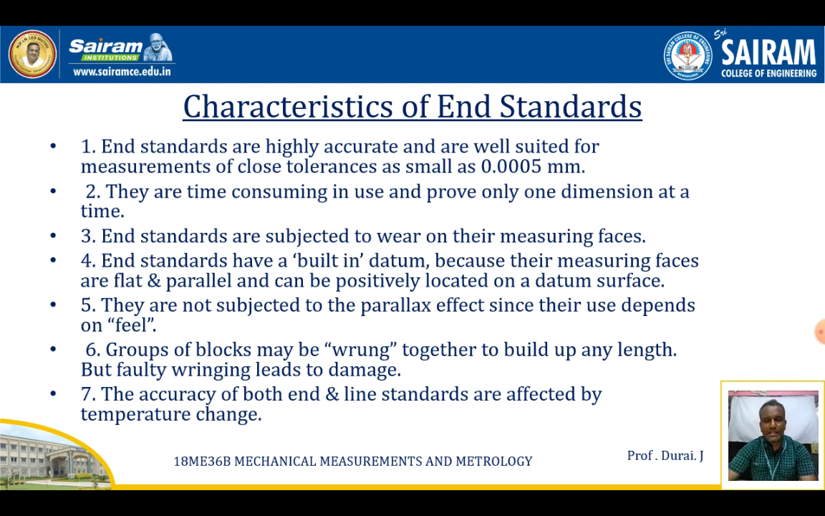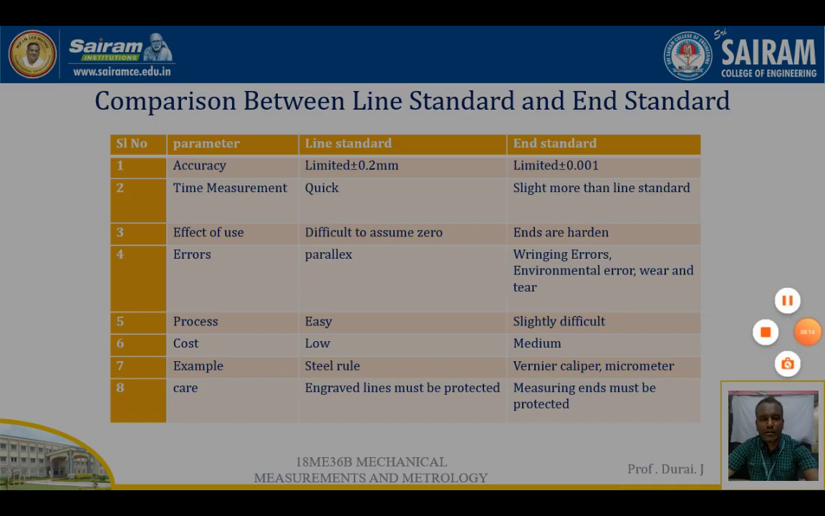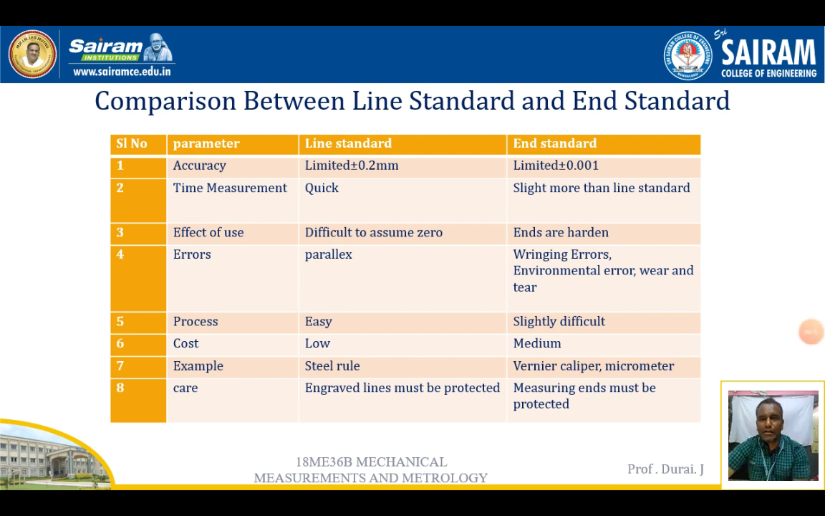Due to temperature changes, both end standard as well as line standard may be affected. Now comes the comparison between the end standard and line standard. First, accuracy: line standard is limited to only 0.2 mm, but end standard is limited to plus or minus 0.001 mm. So usually the accuracy is higher in the end standard.